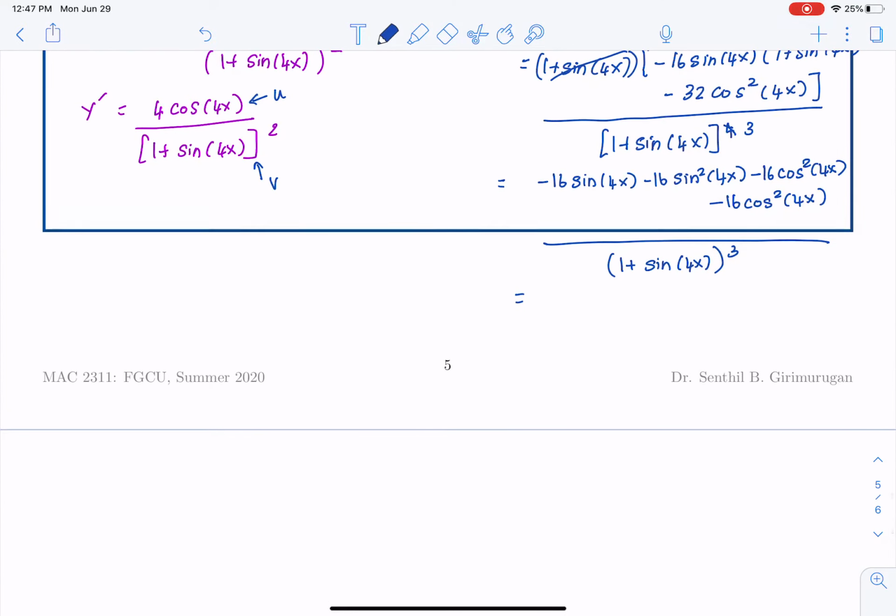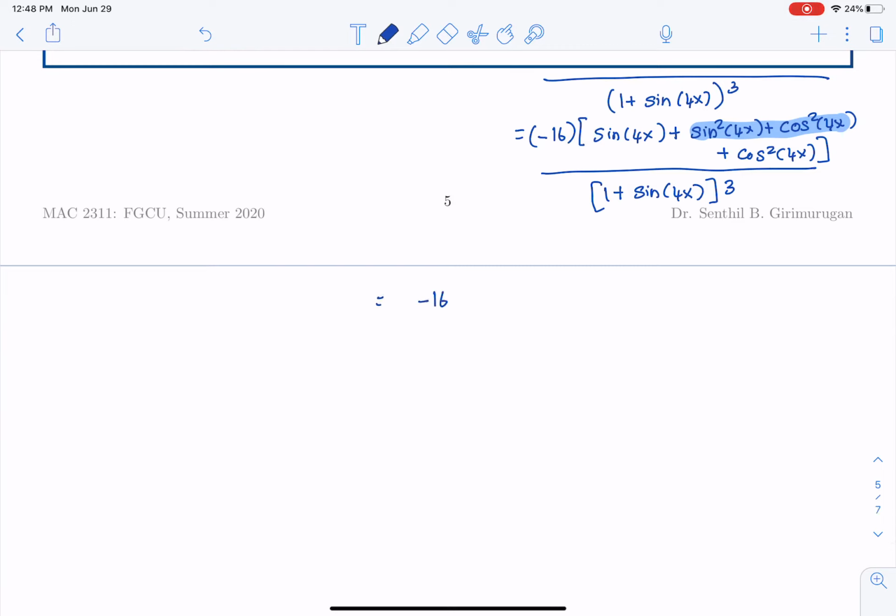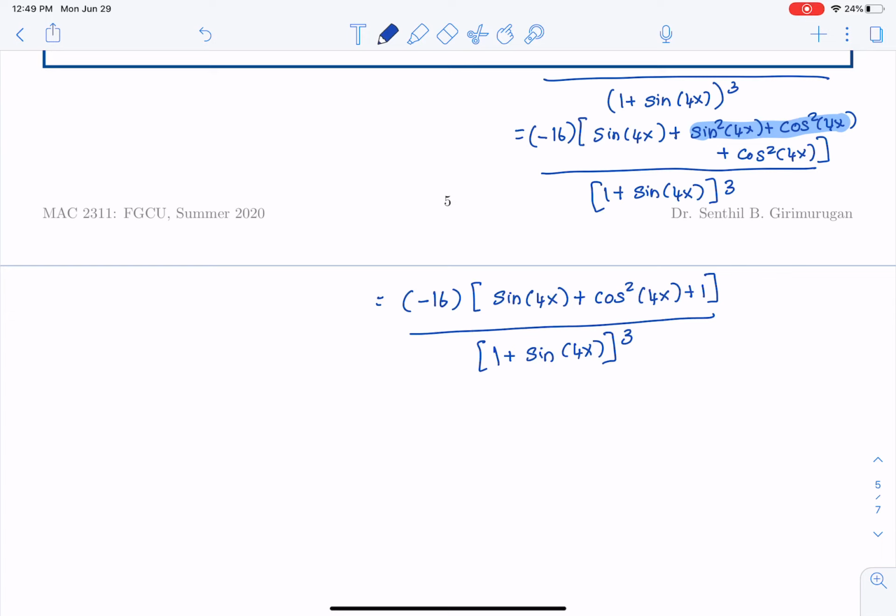And what did I mean by matter of convenience? I'm going to pull negative 16 out. I have sine 4x plus sine squared 4x plus cosine squared 4x plus cosine squared 4x divided by 1 plus sine 4x cubed. Here is the matter of convenience, the trigonometric identity. Since we have sine squared 4x plus cosine squared 4x, that would reduce to 1. So we will have negative 16 multiplied by sine 4x plus cosine squared 4x plus 1 divided by 1 plus sine 4x raised to 3 equals y double prime.